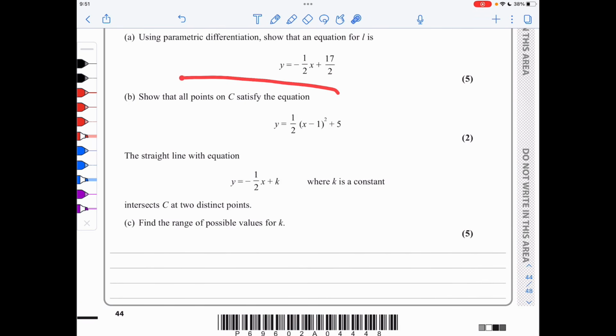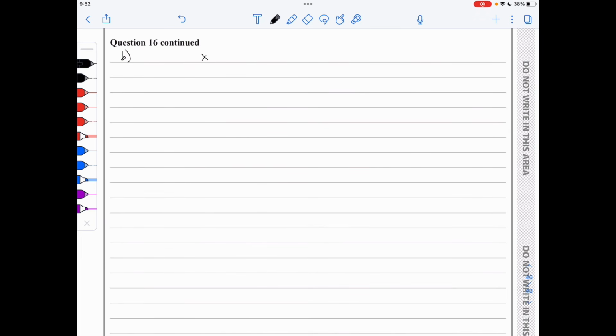In B, we need to show that all points on C satisfy the given Cartesian equation. In other words, we are asked to combine the parametric equations in order to derive the Cartesian equation for C. Once more, I will start by writing out the parametric equations for x and y respectively. So x is 2 tan t plus 1 and y is 2 sec squared t plus 3. We do know that sec squared t is 1 plus tan squared t.